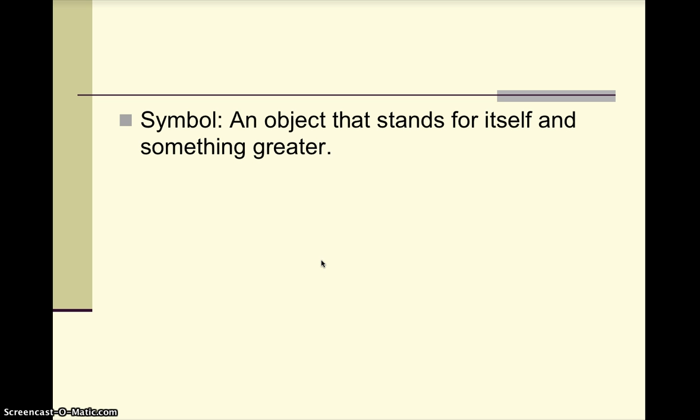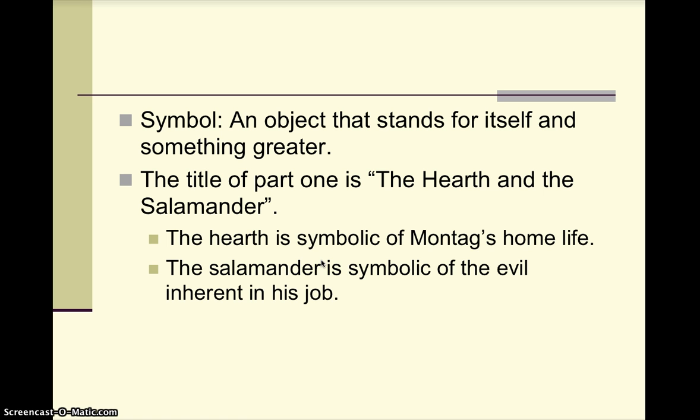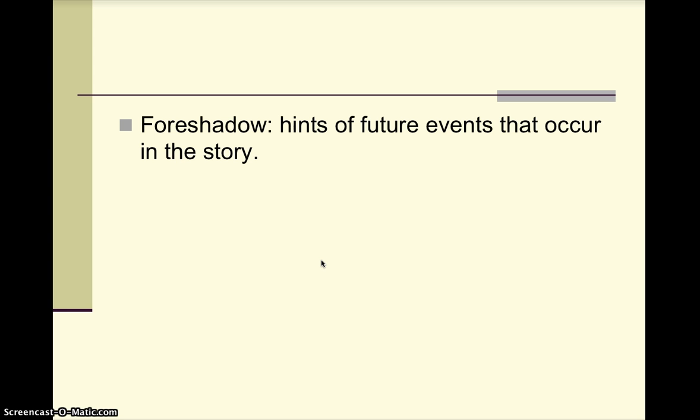Another one, of course, is symbol, an object that stands for itself and something greater. The title of part one is "The Hearth and the Salamander," and those are used symbolically. We think about the hearth being symbolic of home, and the salamander is symbolic of evil, and that salamander is connected to the idea of the dragon and fire, so it connects to Montag's job. The hearth is symbolic of Montag's home life.